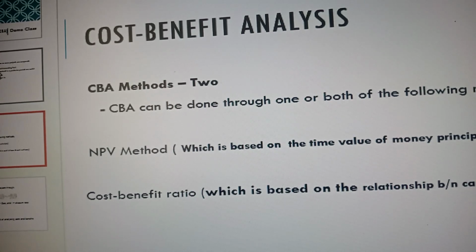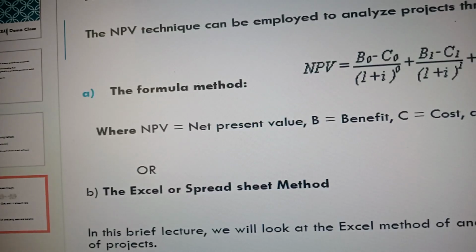Another method of CBA is the cost-benefit ratio, which is based on the relationship between cash inflows and cash outflows. So you can either use the NPV method to solve a cost-benefit problem, and you can also use the cost-benefit ratio to do the same. Today, we are going to take a closer look at the NPV technique.